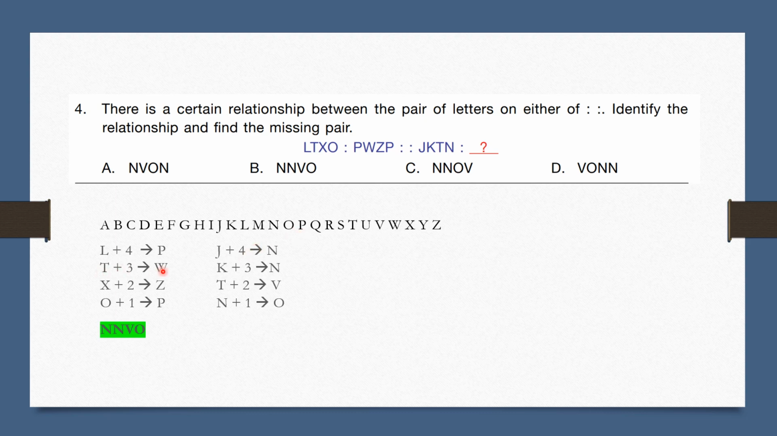T and W is having a gap of 3. So T, U, V, W. And X and Z is having a gap of 2. While O and P is having a gap of 1. So we will apply the same thing on the right hand side. J plus 4, 1, 2, 3, 4 will become N. K plus 3, 1, 2, 3, then again N. Then T plus 2 will become V and N plus 1 become O. So our answer is NNVO, which is option B.